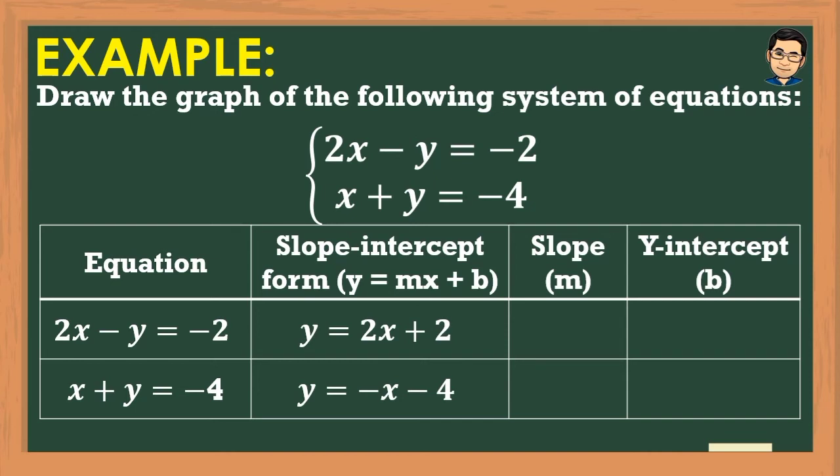So, yung slope natin for equation 1 is 2. So, the numerical coefficient of x is 2. And then, for the second equation, the numerical coefficient of x is negative 1. So, the slope is negative 1. So, the y-intercept for equation 1 is 2. And then for equation 2, that is negative 4. So again, yung 2 dito, pwede rin natin isulat as (0, 2). And then yung negative 4, pwede rin isulat as (0, negative 4). Para mabilis pag pinaplot natin sa coordinate plane.